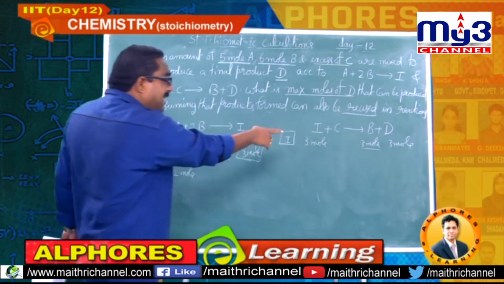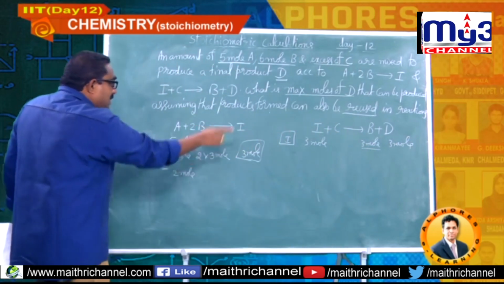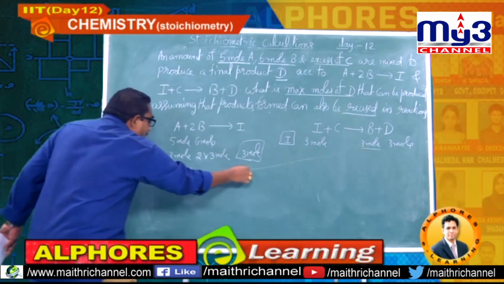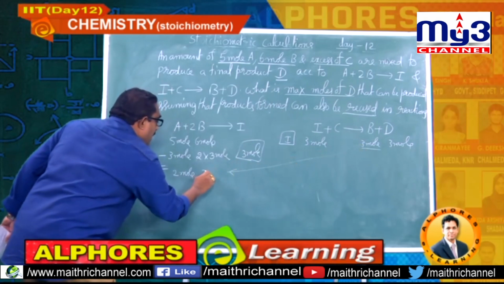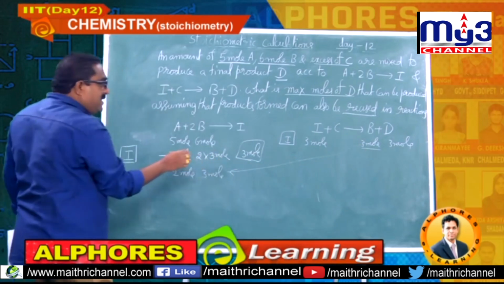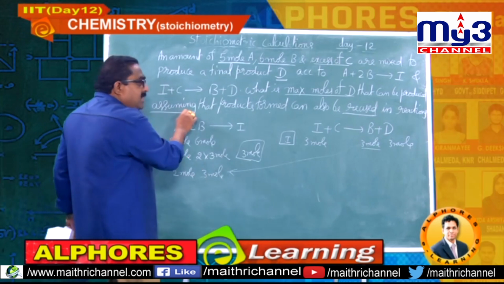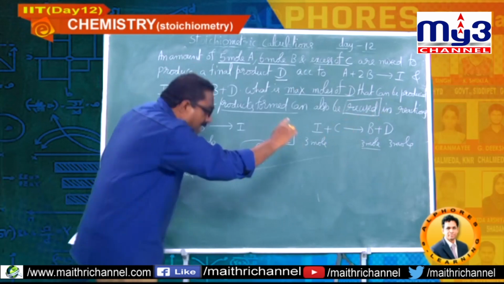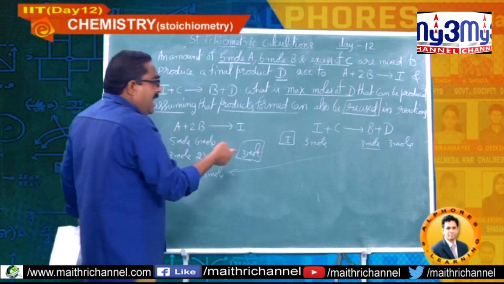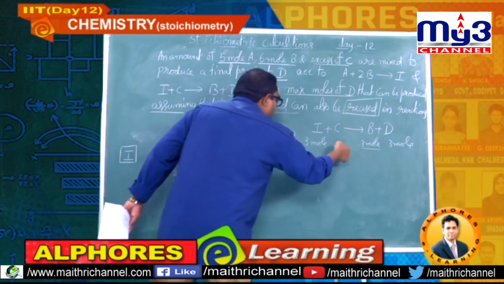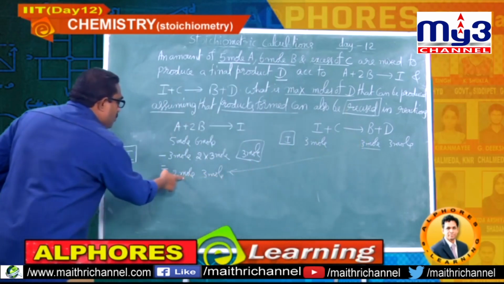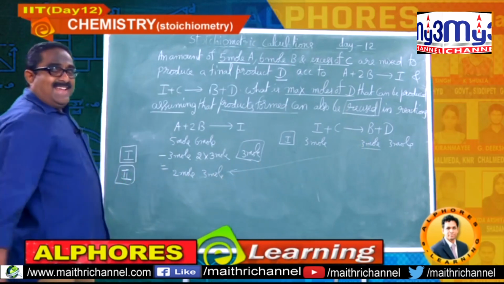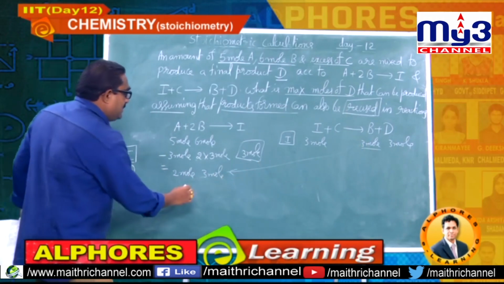Again you got B as 3 mole. Now bring that 3 mole, I am giving the arrow here, students, concentrate. Bring that 3 mole here, because he has mentioned assuming that products formed can also be reused. Here 3 moles of B is formed, again it should be reused. Now I am going for the second step, students. Again take the same approach.